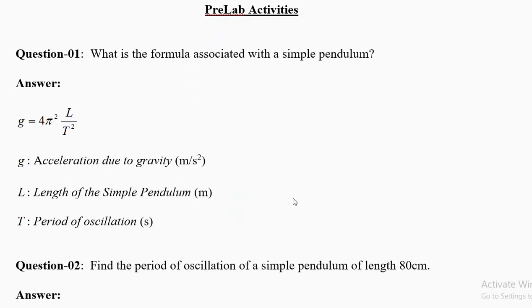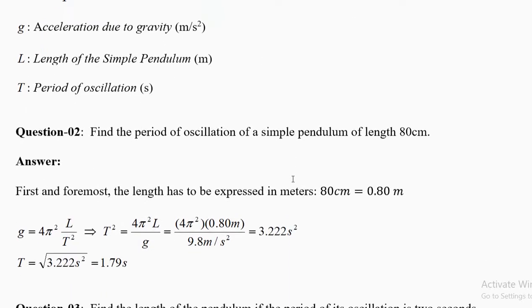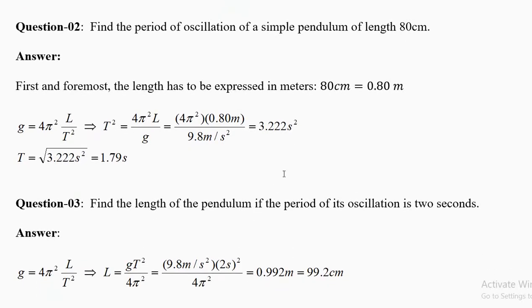Now let's do some activities before starting the experiment. What is the formula associated with a simple pendulum? The answer is g equal to 4 pi square L by T square. g is acceleration due to gravity and the units are meters per second square. L is the length of the simple pendulum measured in meters. T is the period of oscillation measured in seconds. Find the period of oscillation of a simple pendulum of length 80 centimeters. We'll do the experiment after these questions.